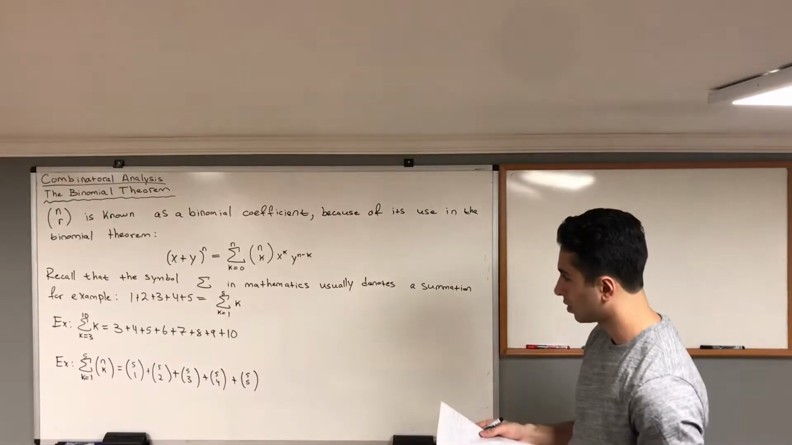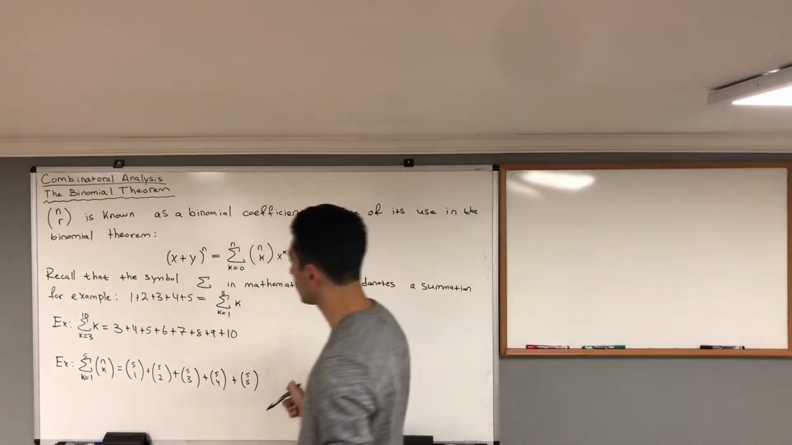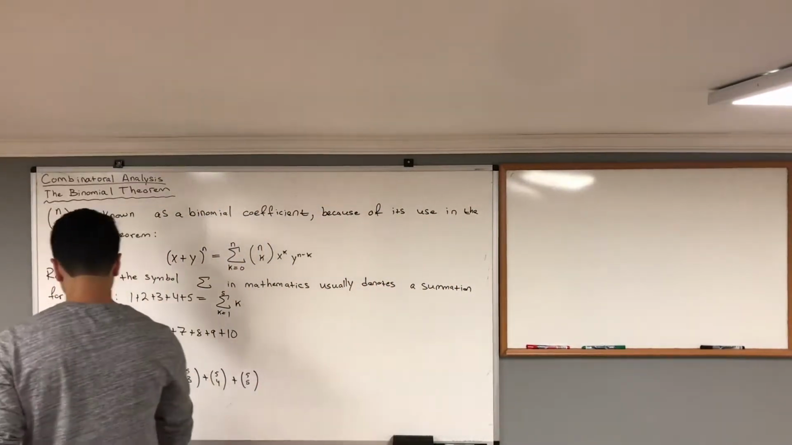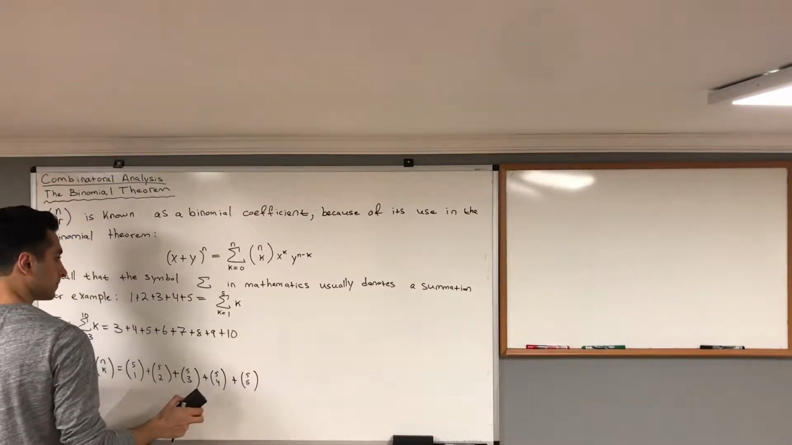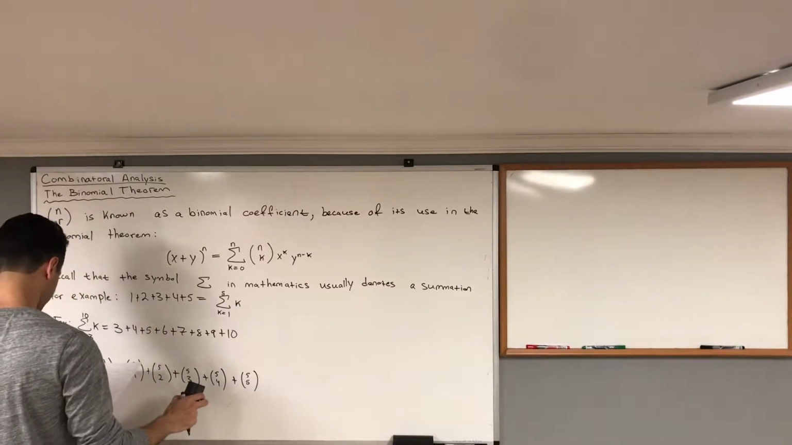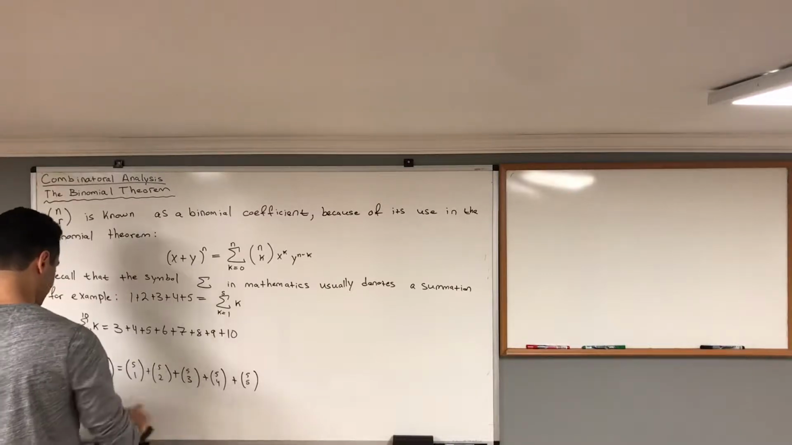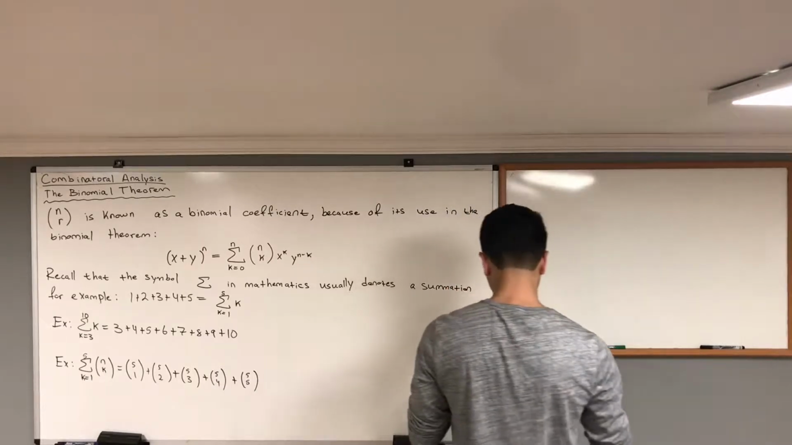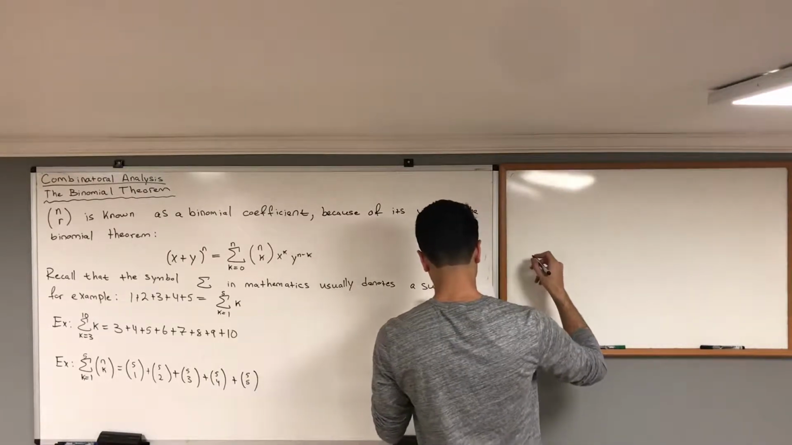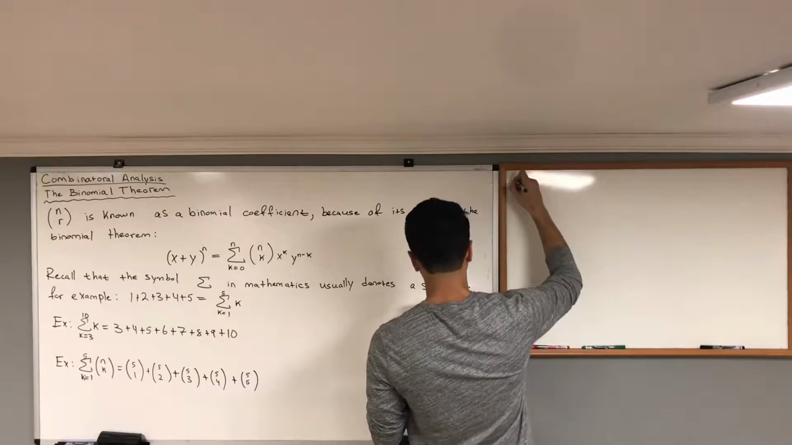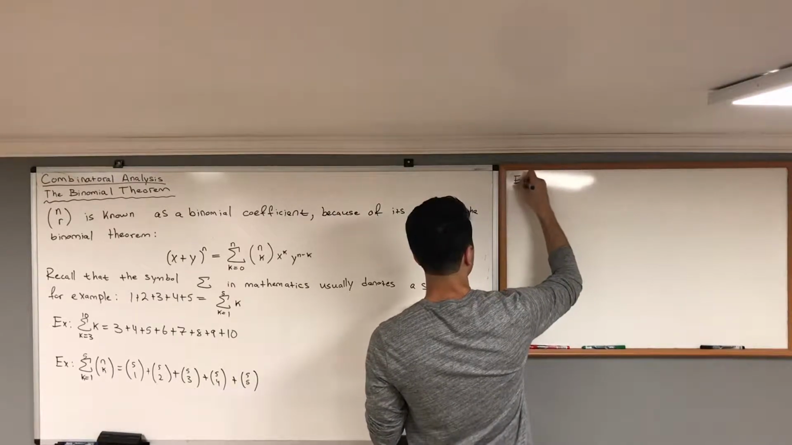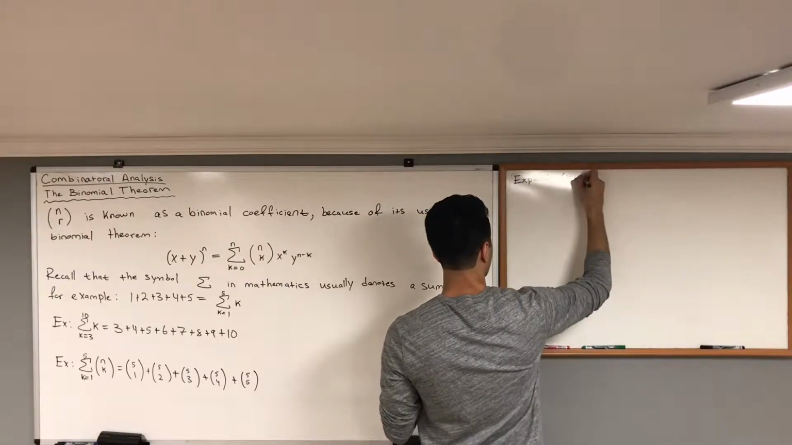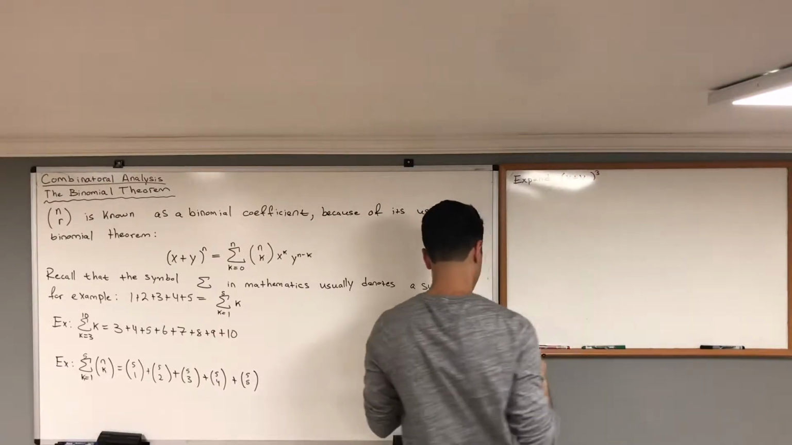Okay, so now that we got this out of the way, let's actually start using the binomial theorem to see why it could be useful. So I want to erase this. Do I want to erase this? No, I don't. So let's do it here. Okay, so using the binomial theorem, let's expand x plus y to the third.